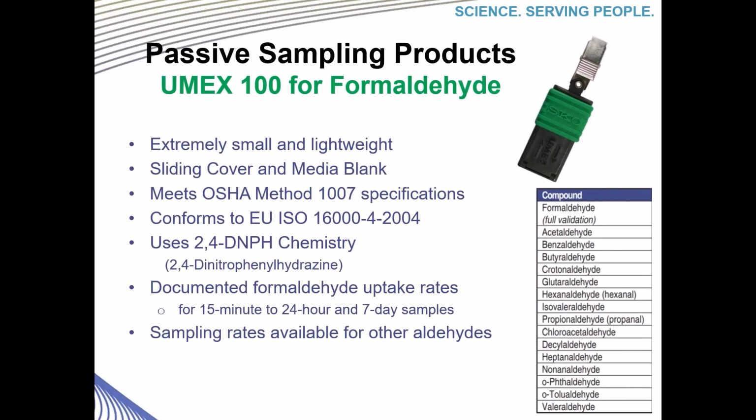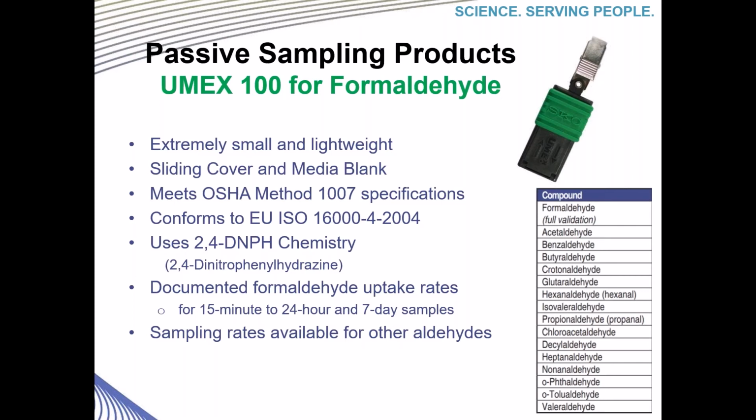So to jump ahead in another line in our passive sampling is our UMEX series. Formaldehyde always seems to bring about challenges, but hopefully we can help you if it has been an issue for you in the past. The OSHA method 1007 for formaldehyde specifies passive samplers such as the UMEX 100 that use paper tape media coated with DNPH.